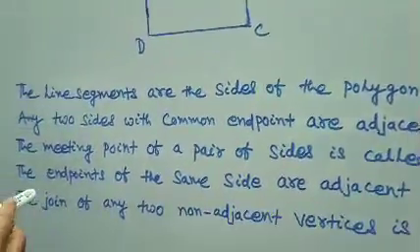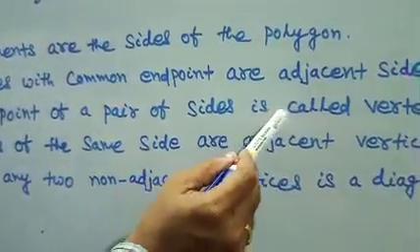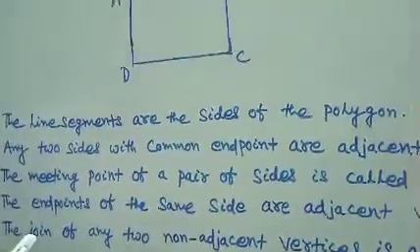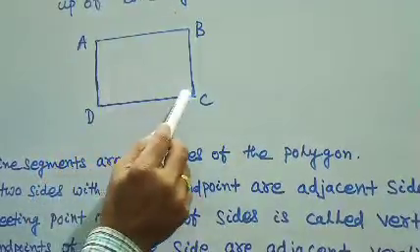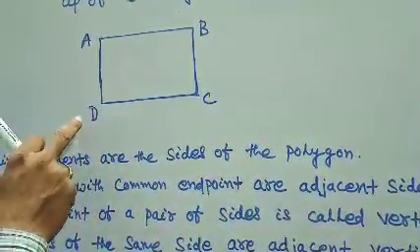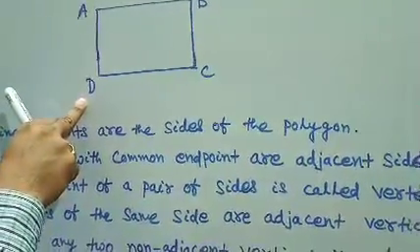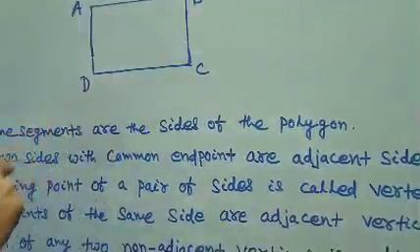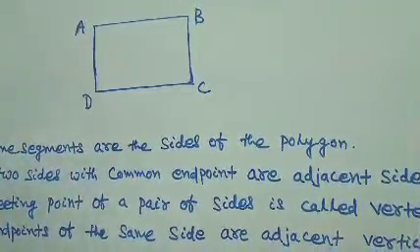Okay, next one is, the meeting point of a pair of sides is called vertex. Look here, AD and DC meet at D. So D is called its vertex. Okay, there are other 3 vertices also. There are in total 4 vertices in our figure.